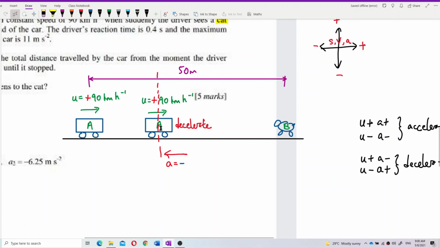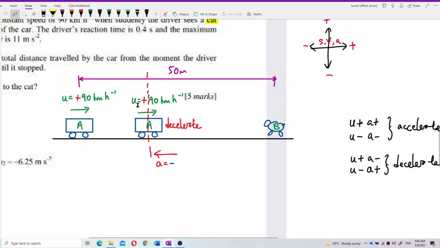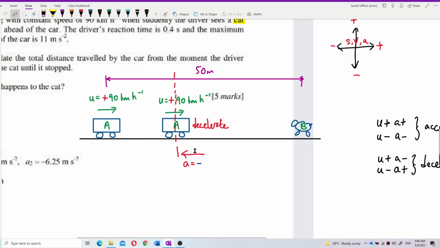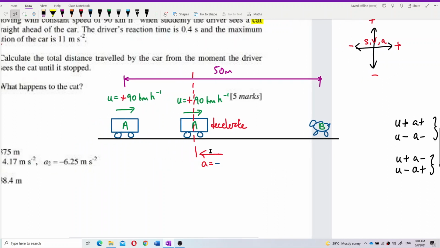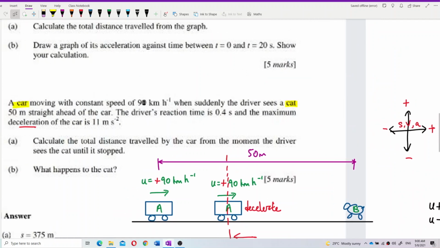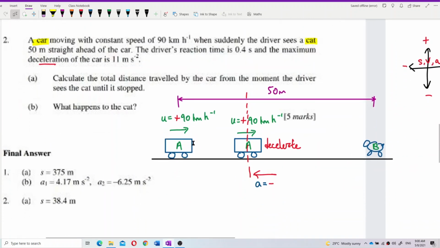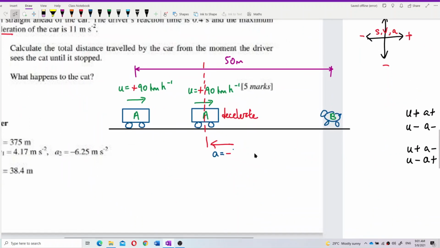Then only the car will decelerate. Okay? Must be opposite direction. Then the car will decelerate. So this A must be negative. You must put A negative. Okay, so A negative, then maybe I should just change this thing into blue, and then this one is red. So now what is the deceleration? Deceleration is 11. So we must put negative 11 meter per second square.